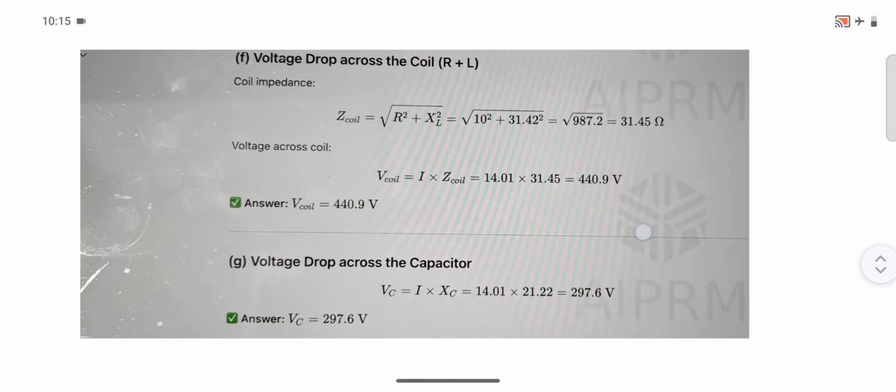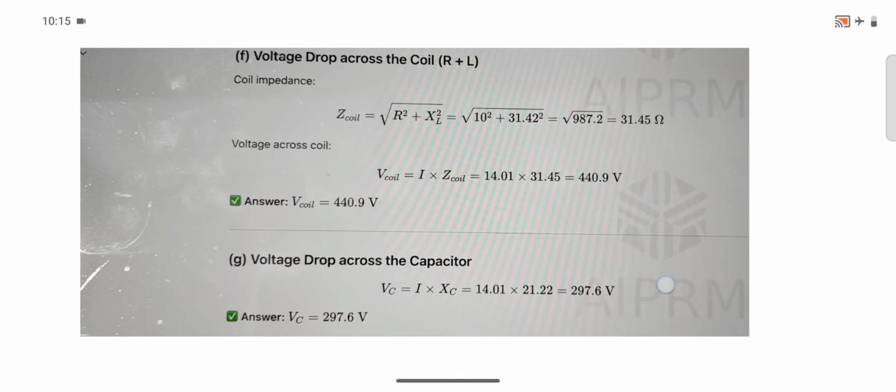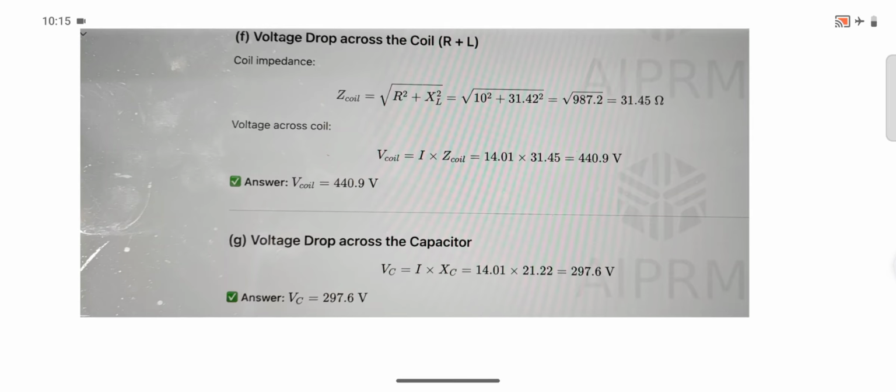Next, voltage drop across the coil, R plus L. So we have to calculate resistance plus inductive reactance. We will first calculate the total impedance for resistance and inductance. For this, simply the formula you can calculate by this one.